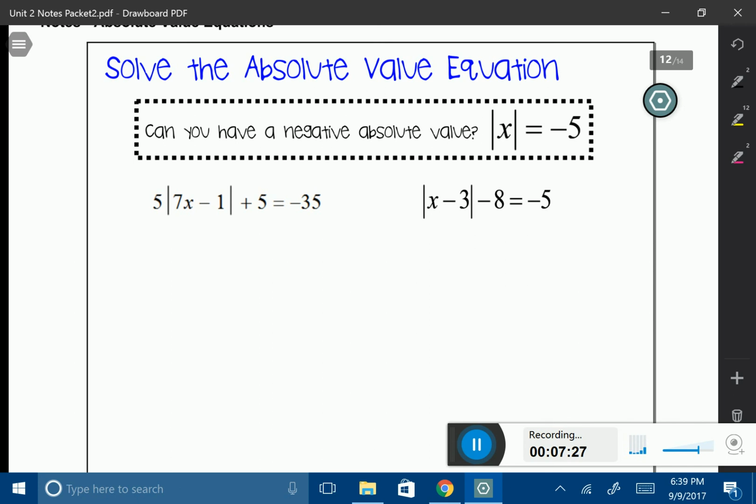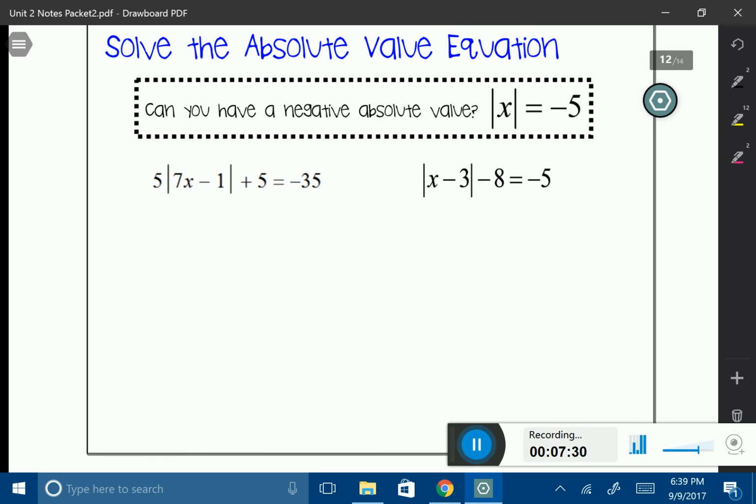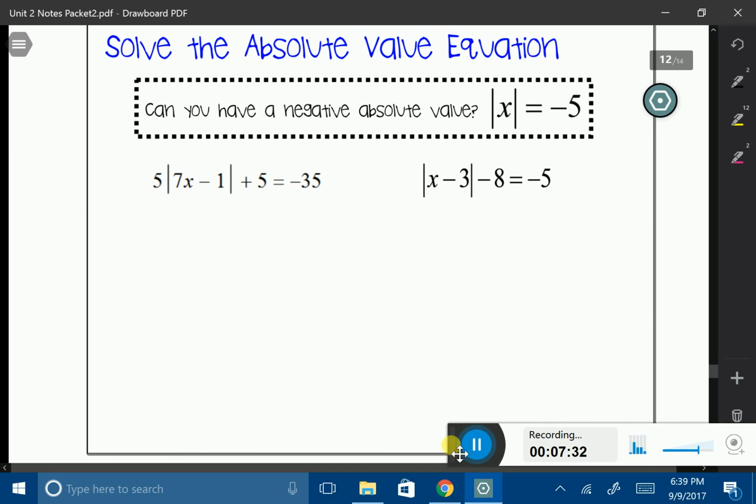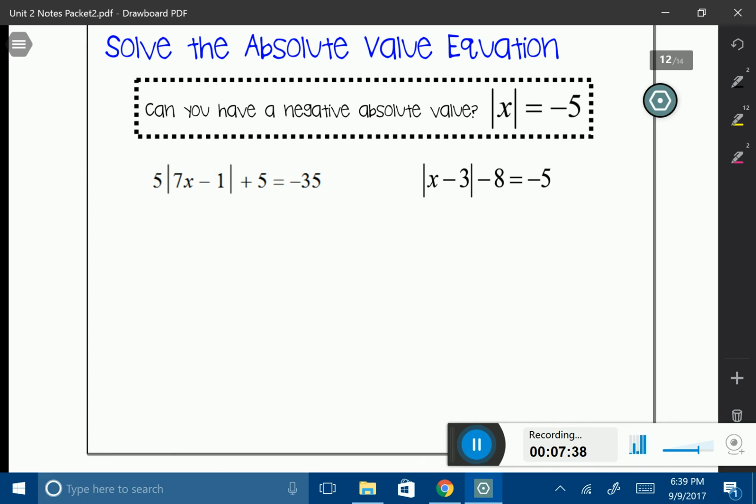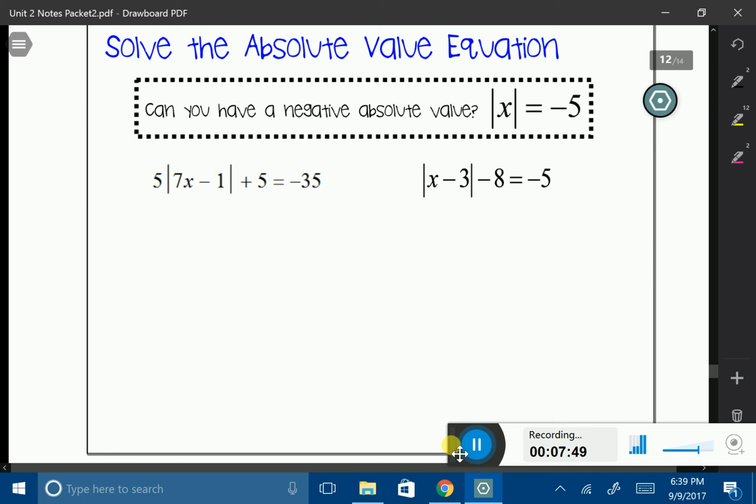So I want you to take a look at this first example here. Do you notice first how my right-hand side is negative? Well, that might spur your attention immediately, but don't be too quick to think that this is not going to work. Let's first go ahead and eliminate anything that is getting in the way of my cases. So I'm going to subtract 5 first. So I'm left with 5 times the absolute value of 7x minus 1 is equal to negative 40.